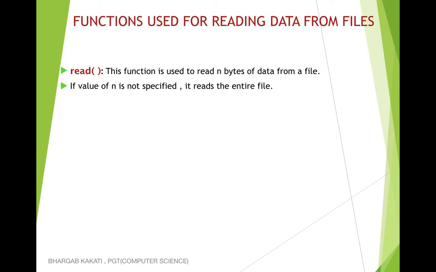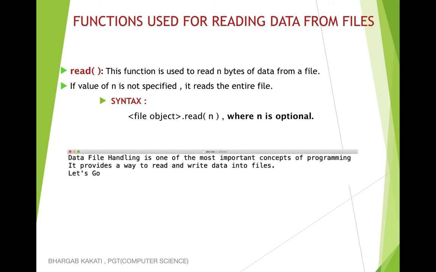If the value of n is not specified, it reads the entire file. Now, if you do not specify how many bytes to read, then it will read the entire contents of the file. There is a syntax for reading data from files. The syntax is file object dot read, and within brackets you have to specify n, if you want to extract a specific number of bytes from a particular file. I have already discussed the file object. If you haven't watched it, you can watch it in the second part of this particular chapter.